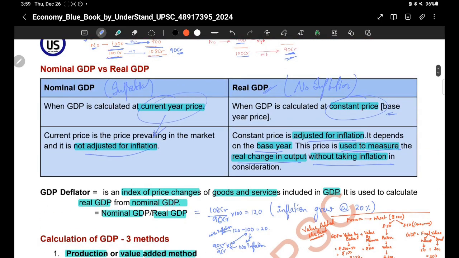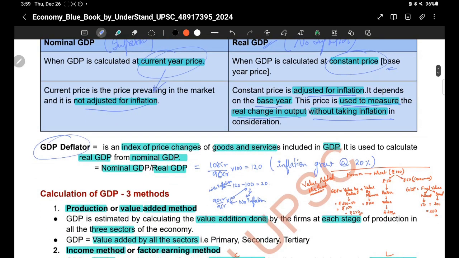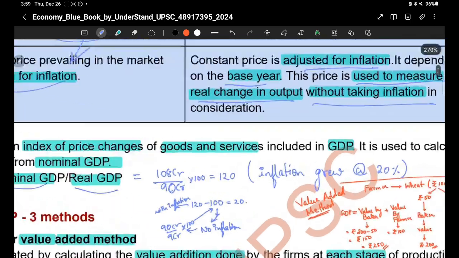And based on this nominal and real GDP, they calculate the GDP deflator. What is this GDP deflator? We discussed in the previous class. It is an index of price changes of goods and services included in the GDP. It is used to calculate real GDP from nominal GDP. Basically, nominal GDP by real GDP.